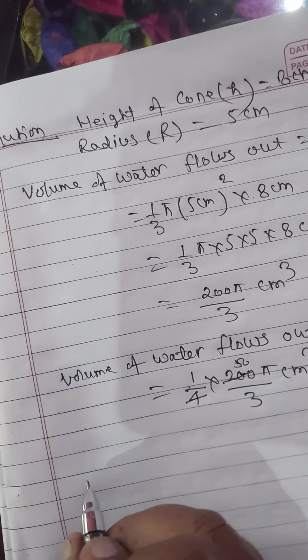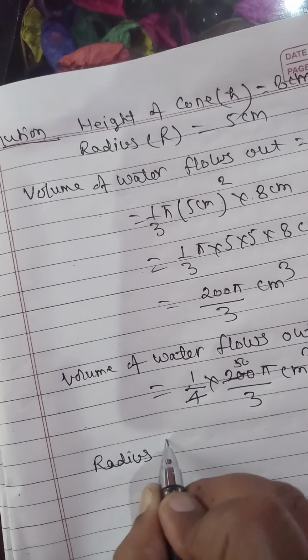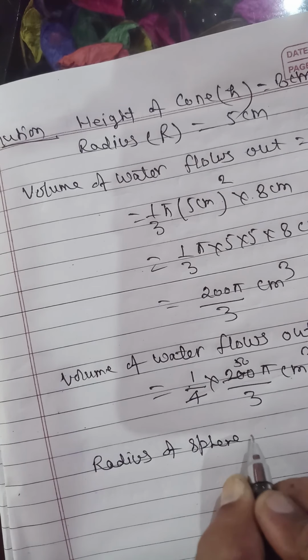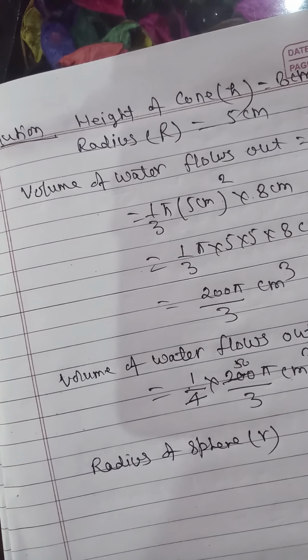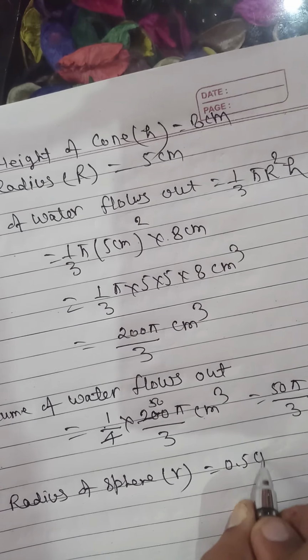Now, the radius of the sphere, suppose this is denoted by r, is given as 0.5 centimeter.